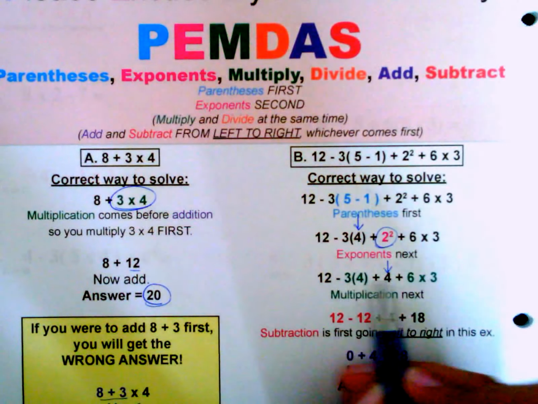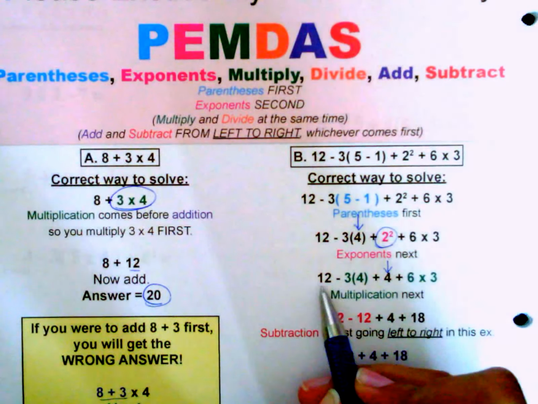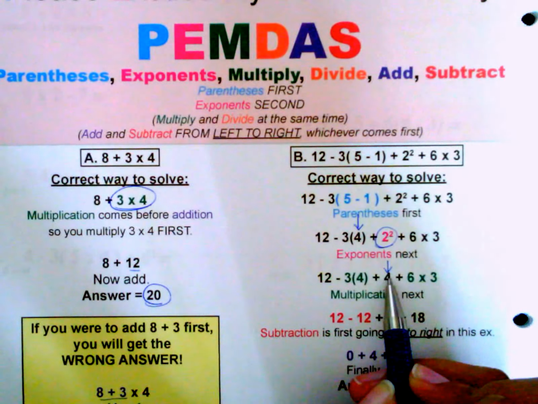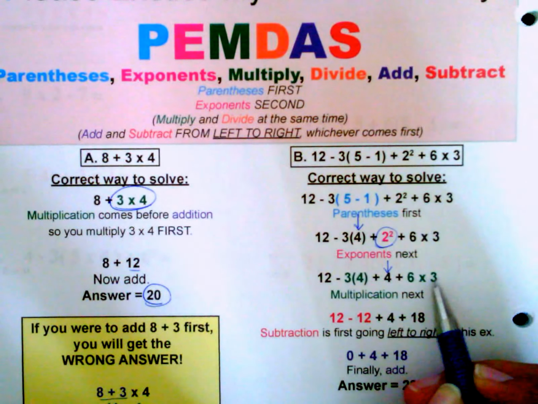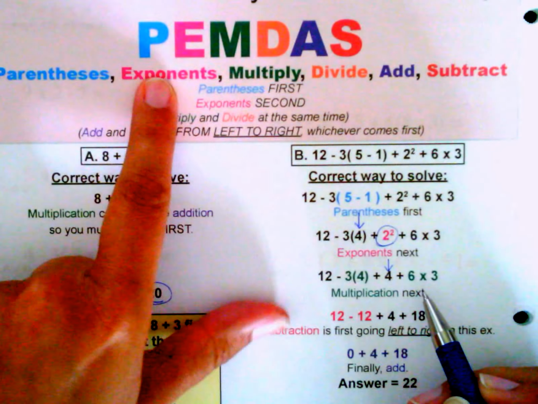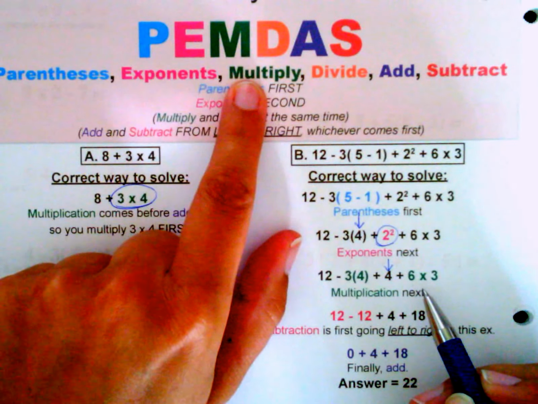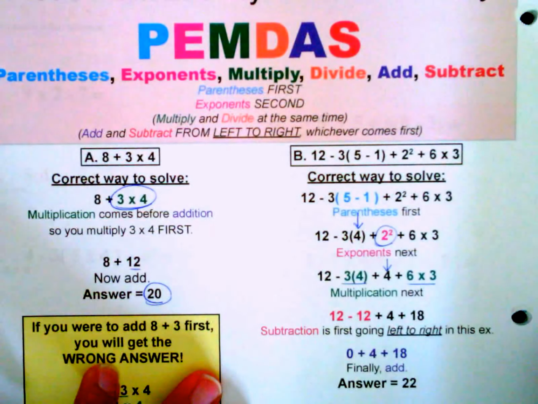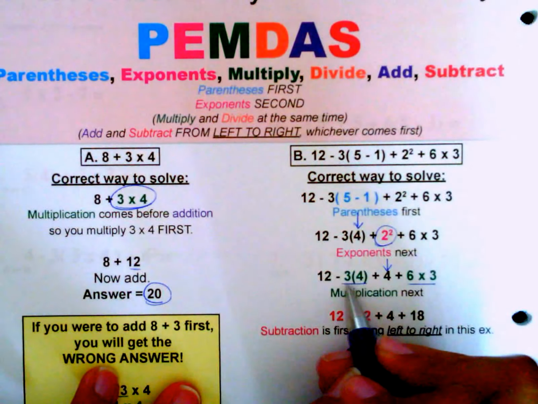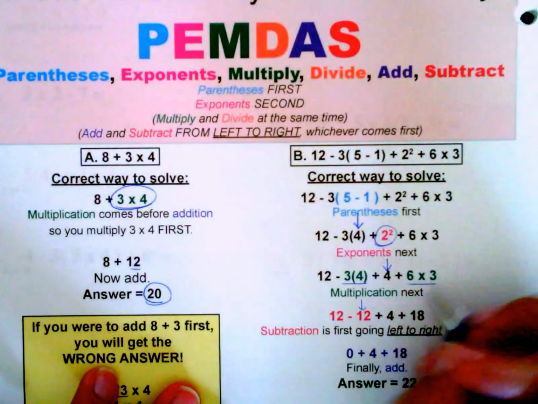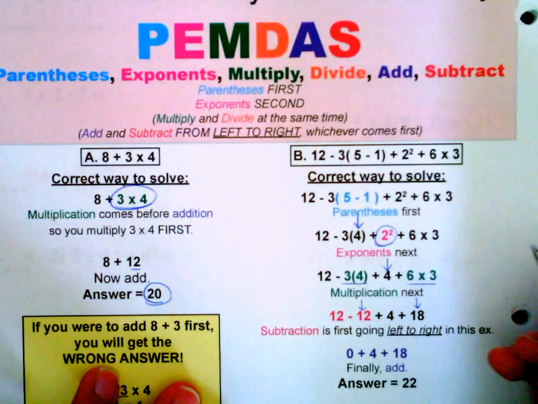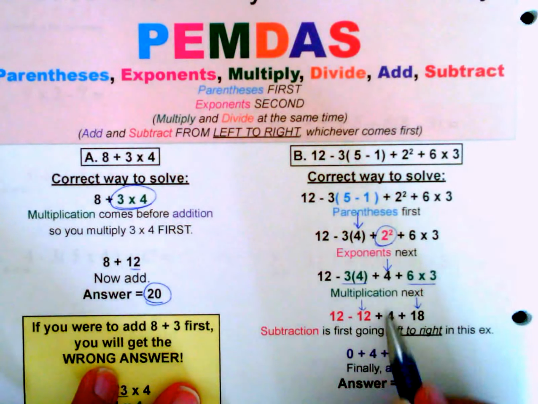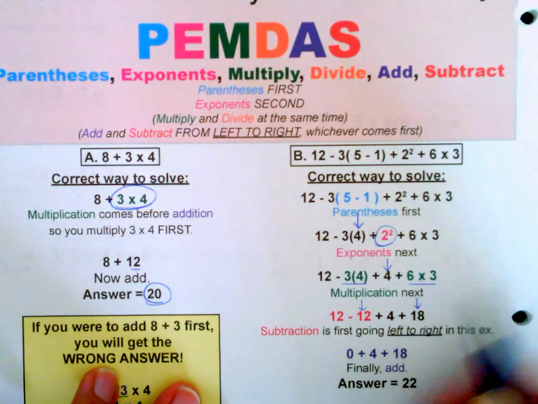So now again, we rewrite everything we have. So we have 12 minus 3 times 4 from up here, plus 4, that was the 2 squared, plus 6 times 3. So we've done parentheses, exponents. Now we look for any opportunities to multiply. These two are being multiplied, so that's what we're going to do for this round. 3 times 4 is 12. 6 times 3 is 18. So now we have 12 minus 12 plus 4 plus 18.